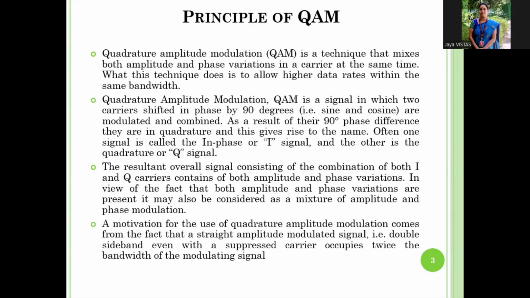It contains both amplitude and phase variations. It may be considered as a mixture of amplitude and phase modulation. That is called quadrature amplitude modulation. The motivation behind it comes from the fact that a straight amplitude modulated double sideband signal, even with the suppressed carrier, occupies twice the bandwidth of the modulating signal. So this is the motivation behind this modulation.